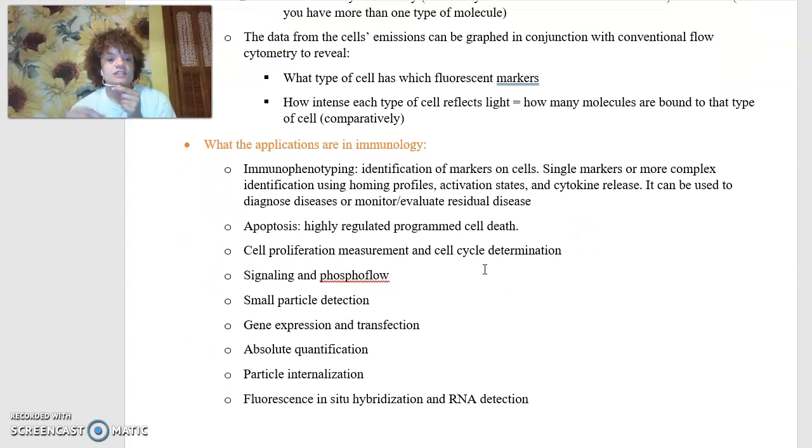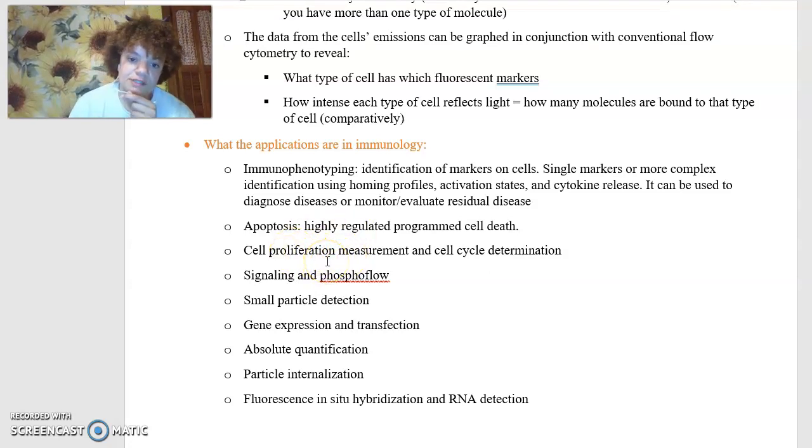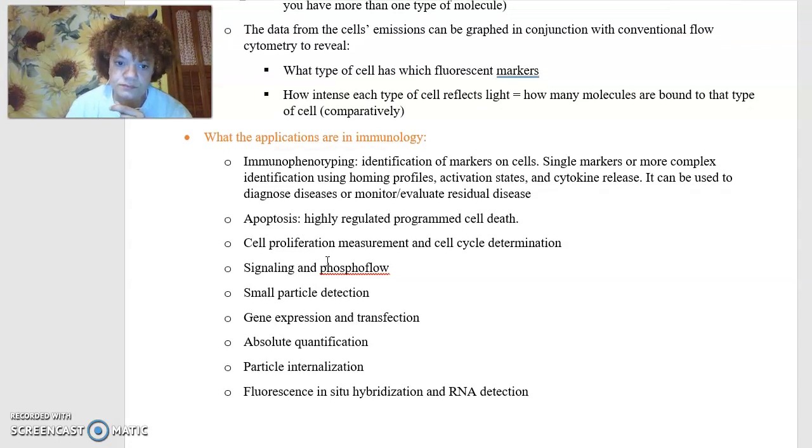In terms of applications, this could be for immunophenotyping, which is identification of the markers on cells. It can be used to identify a single marker or for more complex identification, where you would use a homing profile, activation states, and cytokine release. You can also use it to diagnose diseases or monitor and evaluate residual disease, and for apoptosis, cell proliferation measurement, cell cycle determination, small particle detection, gene expression and transfection, and other uses in immunology.